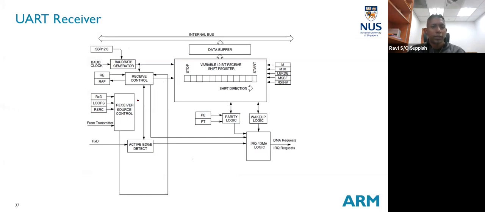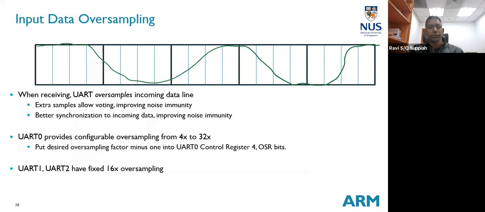Same thing for the receiver. You have a baud rate generator. You have received data over here. You can generate interrupts, and once you receive the data, you can read it from the data buffer over here. So as always, there are registers to be configured: the clock gating, the GPIO configuration in terms of multiplexing, and once that is done, the actual configuration of interrupts and all this stuff.